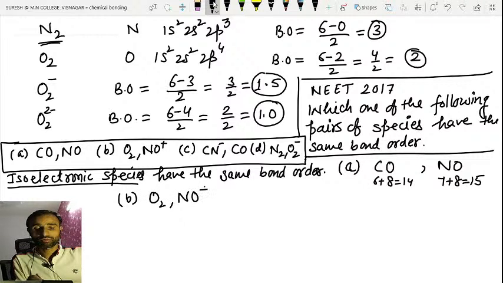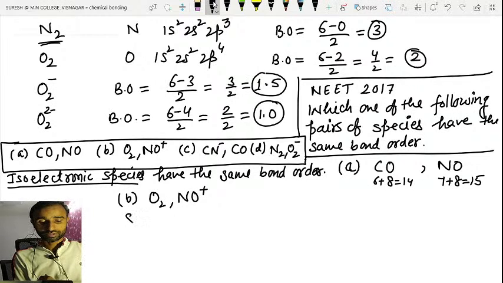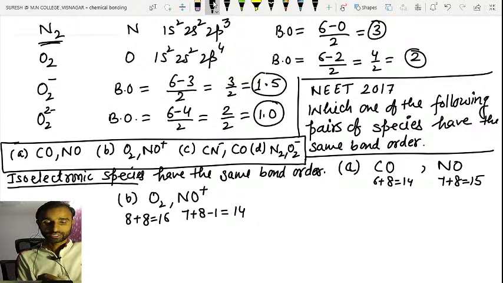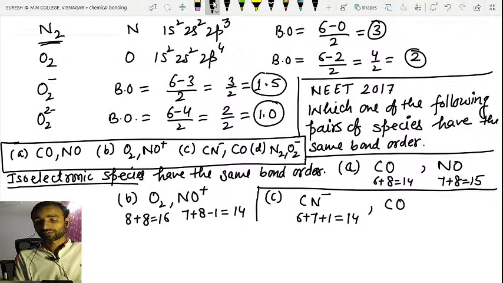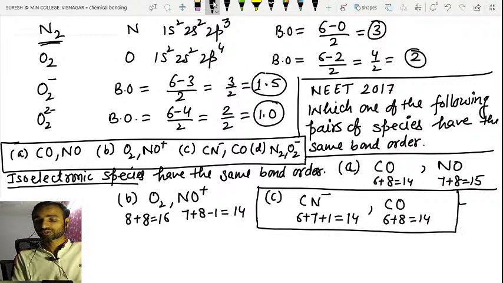B, O2 and NO positive. So O2, 8 plus 8, 16; NO positive, 7 plus 8 minus 1, 14. Again, not isoelectronic. C, CN negative, 6 plus 7, and minus means plus 1, 14. CO, 6 plus 8, 14. That means they are isoelectronic.